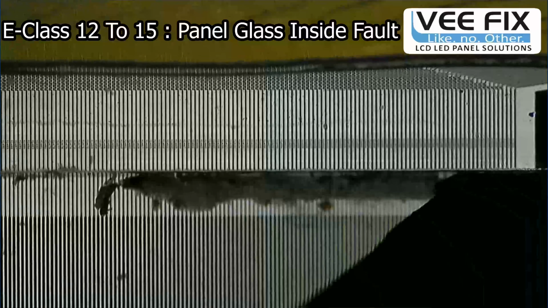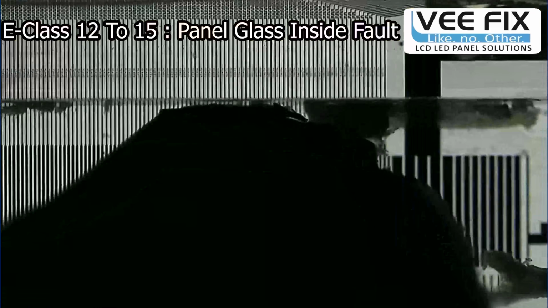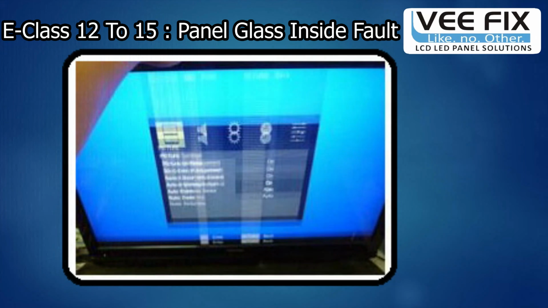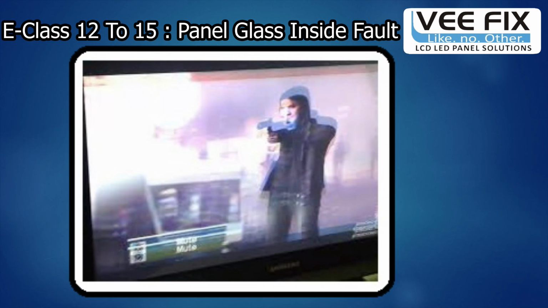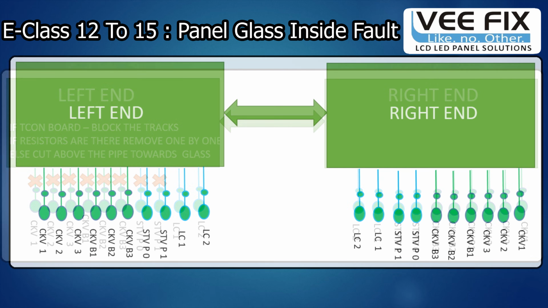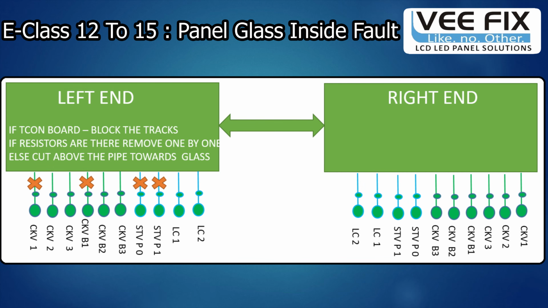After panel glass circuit inspection, and once we have some idea about the cause of the fault, we can make some alteration in CKV lines for faults like jumping picture or Y lines on the LCD panel. For this, we have developed a special method to cut the CKV lines, with step-by-step methods. You need to cut very few CKV lines, you don't need to cut all CKV lines.